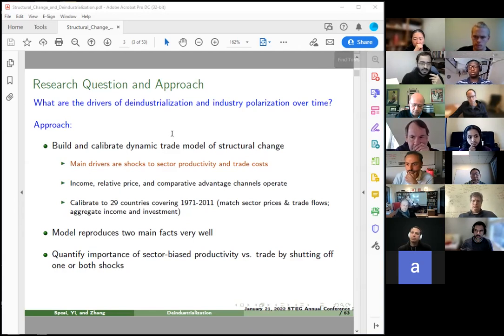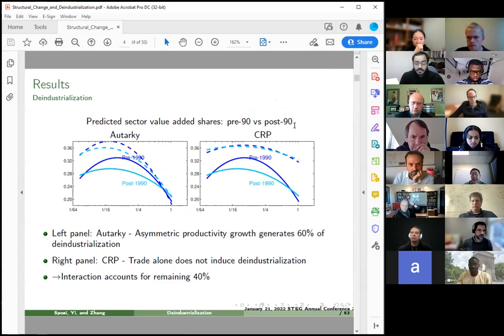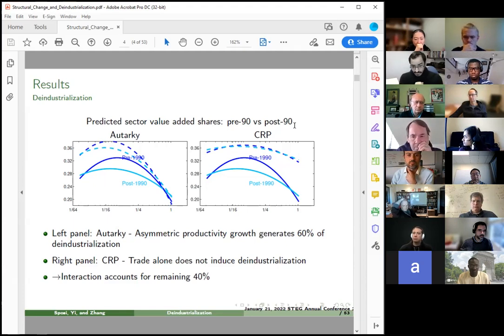Before jumping into the results, I'll just mention that our baseline matches the primary facts very well, including moments that we didn't specifically target, including the sectoral shares and all the structural change related features. They're not moments that we directly targeted, but the model matches them well. So then we're going to use the model as a laboratory to explore the quantitative significance of both of these drivers in contributing to the structural change in deindustrialization and industry polarization facts.